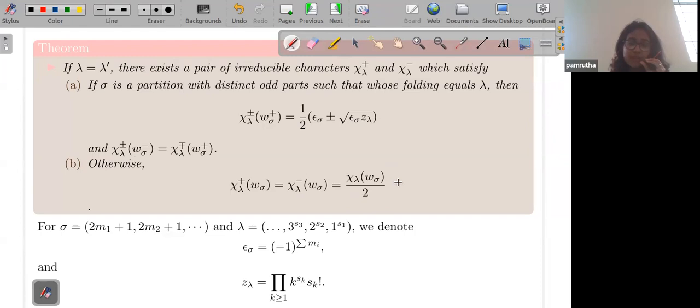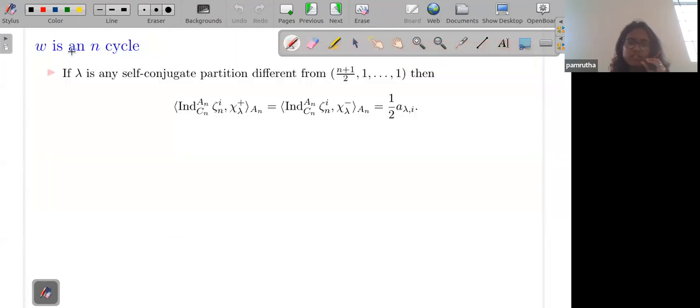Okay. In this particular case, just recall that we are looking only at the case when W is an n cycle. When we fold it, we get the partition (n plus 1)/2, comma 1, 1, 1. So if our lambda is a partition different from this, the character value is simply half of the character value of the symmetric group. Here I made a mistake.